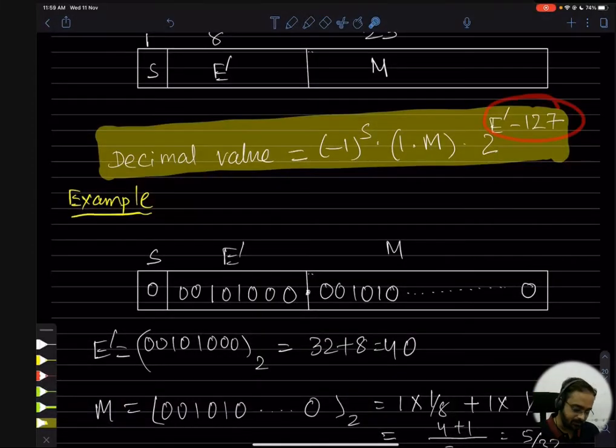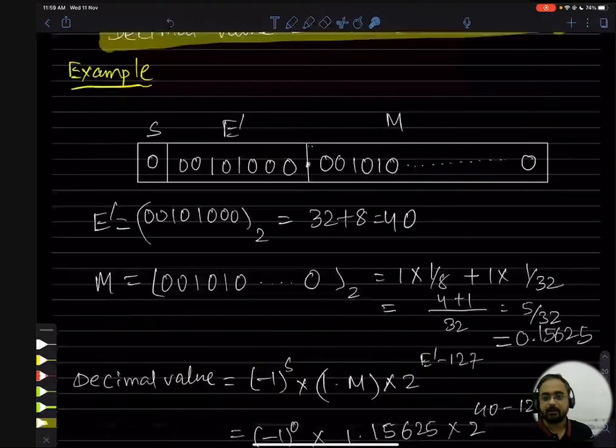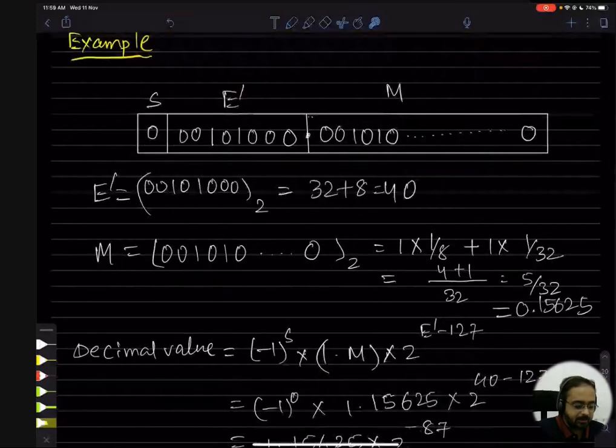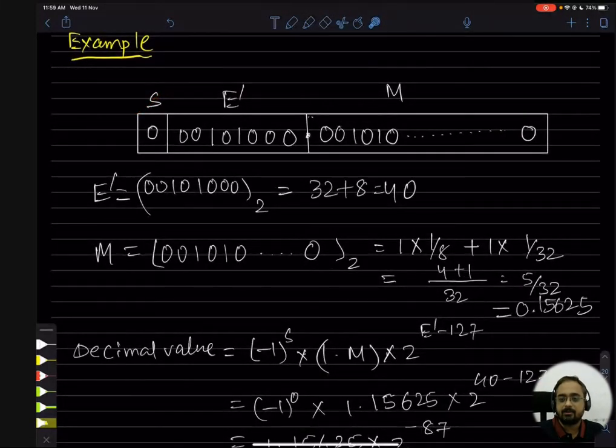Okay, let's take one example, you will understand. Very, very simple. The example is given here. S bit is 0, E dash bits are 0 0 1 0 1 0 0, M bits are 0 0 1 0 1 0, and all other bits are zeros.